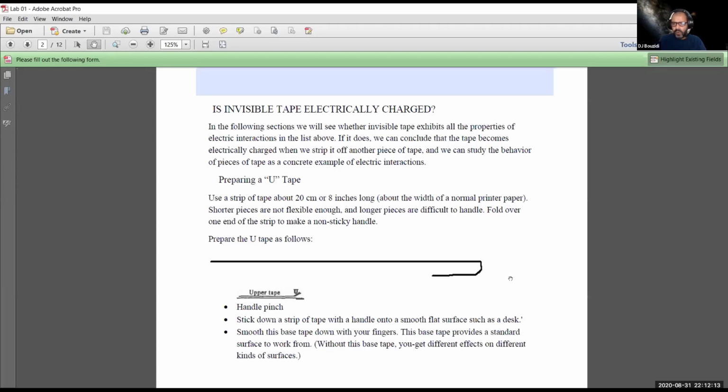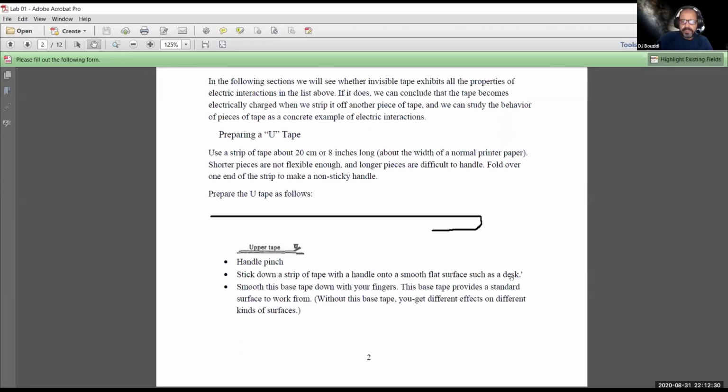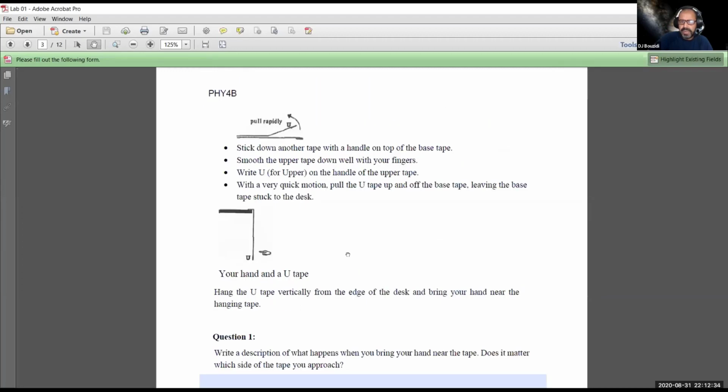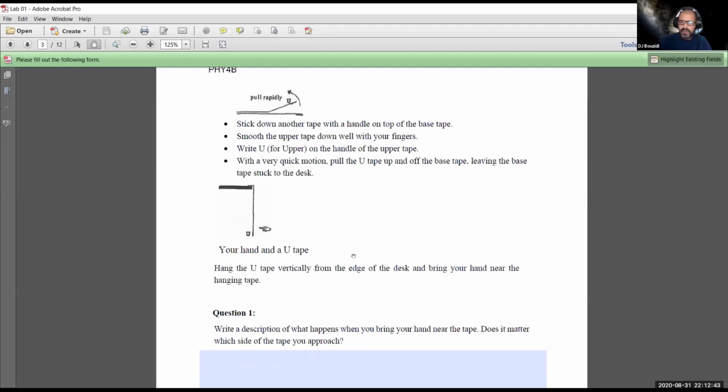As long as it's clear from the legs, because when I tried it earlier, while writing the instructions, I was very close to the legs, and the legs were interfering with my experiment. So stay away from the legs of the table or the desk. Then you're going to follow the instructions to do the pinch and handle it, and then pull it rapidly, get your finger close to it, note your observations, and answer question 1.